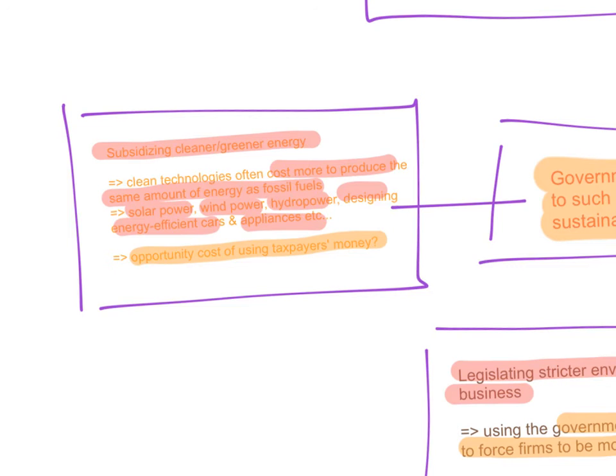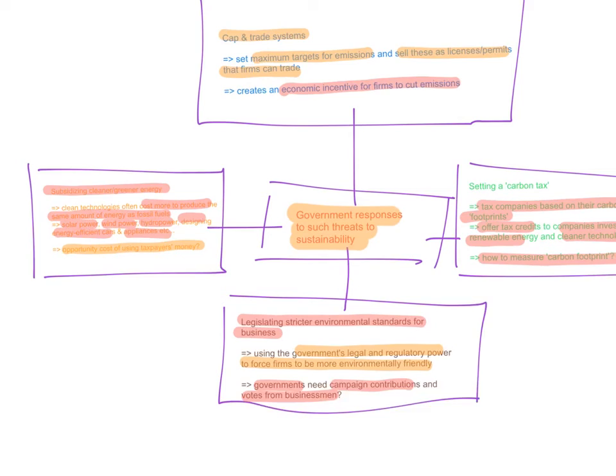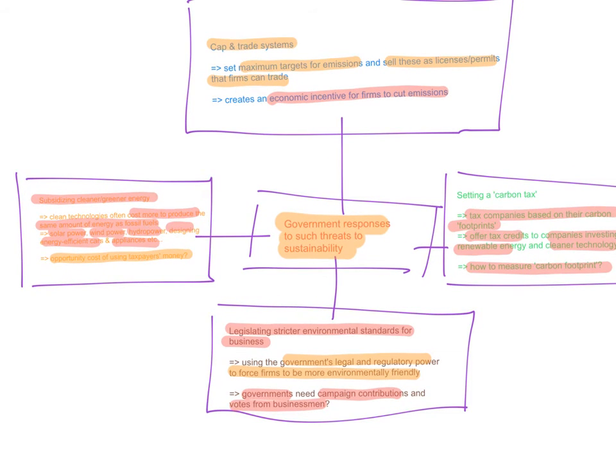So you've seen four different examples of government policies that the government can legislate or use to try and correct this market failure and to try and respond to such threats to sustainability. We've talked about cap and trade systems. We've talked about setting a carbon tax. We've talked about legislating stricter environmental standards for businesses. And we've talked about subsidizing cleaner, greener energy.